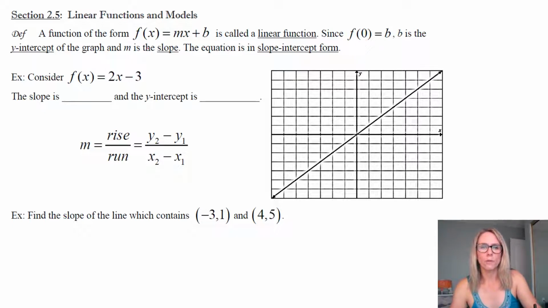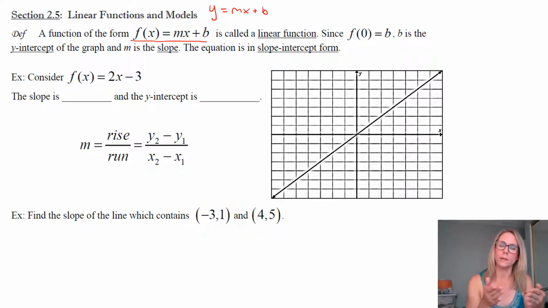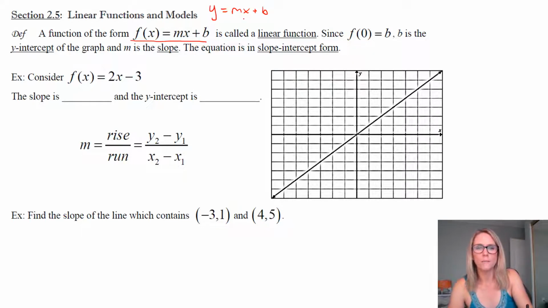So a function of the form y equals mx plus b is called a linear function. So you heard me say y equals mx plus b. This definition is of course saying f of x equals mx plus b. You might know it as y equals mx plus b. That is exactly the same thing. Y is the output in my definition. F of x is the output. It's still just the output value no matter what.